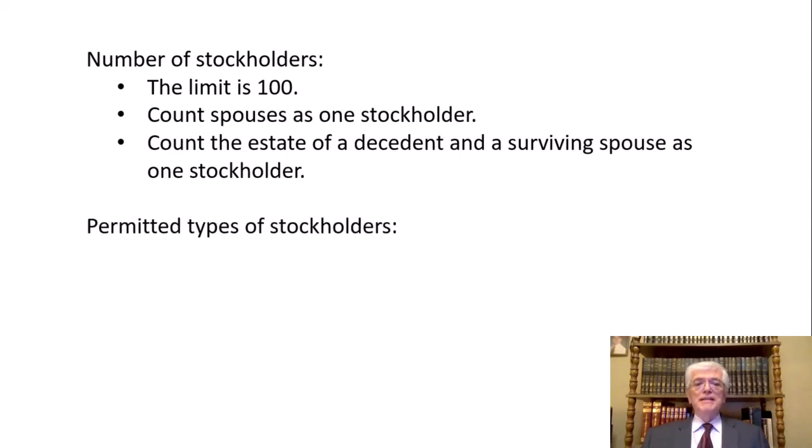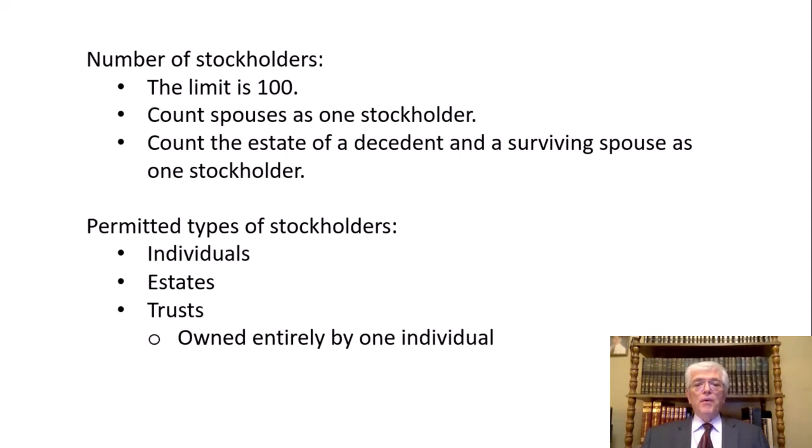Permitted types of stockholders: individuals, estates, and certain trusts owned entirely by one individual will be okay. A trust created pursuant to a will is okay for a while, although there is a time limit on that one. Or a voting trust. Anything that is just about who has the voting power, subchapter S doesn't care about. The subchapter only cares about the ownership of the assets and income of the corporation, not about the power to vote in the corporation.